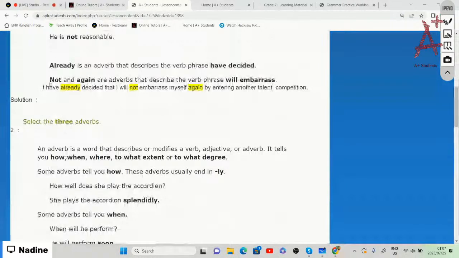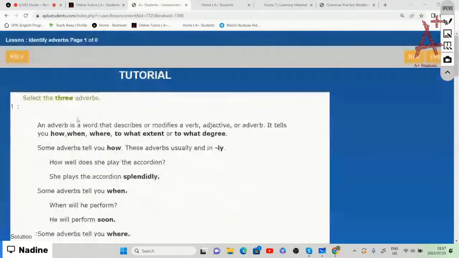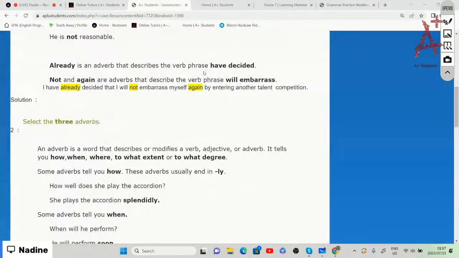It says, I have already decided that I will not embarrass myself again by entering another talent competition. So if we look at the sentence, which means that we need to choose three adverbs. So we're going to choose three adverbs. It's already highlighted: already, not, and again.